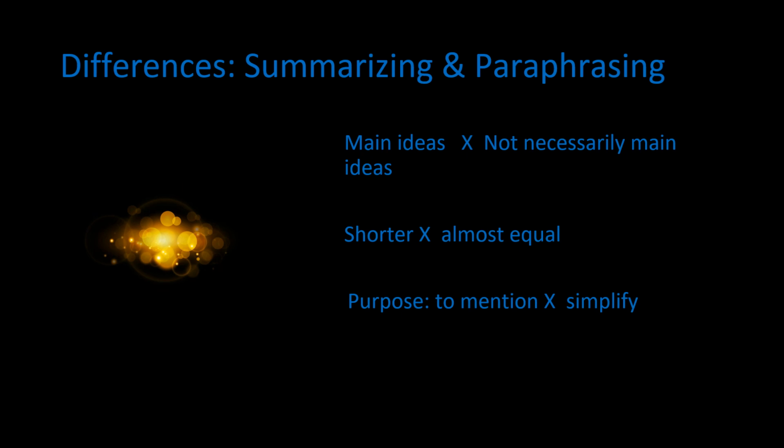The first difference is summarizing is mentioning only the main points of any work in your own words, while paraphrasing is writing any particular text, which is not necessarily main points, in your own words. The second difference is summarizing is shorter than the original in its substantial, while paraphrasing is almost equal to or somewhat shorter than the original text.